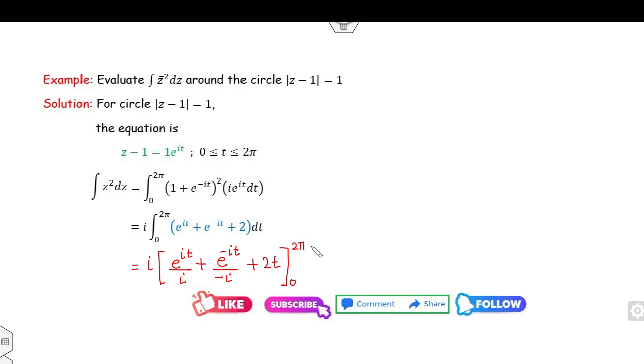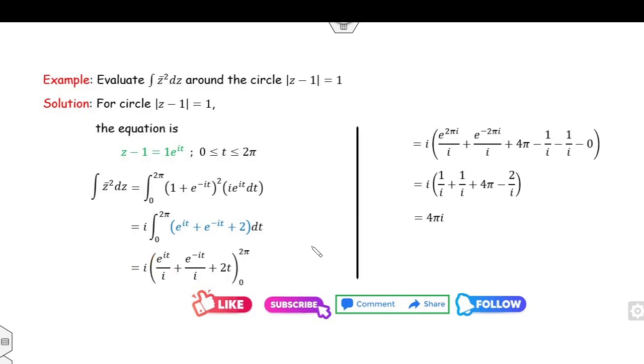The rest is very simple. You can substitute the limits, that is the upper limit and the lower limit. You will get this answer. We all know e raised to power 2 pi iota is cos of 2 pi plus iota sine of 2 pi. Iota sine of 2 pi will be 0. Cos of 2 pi will be 1. So this number will be 1. This number is also 1. And the final answer is 4 pi iota.